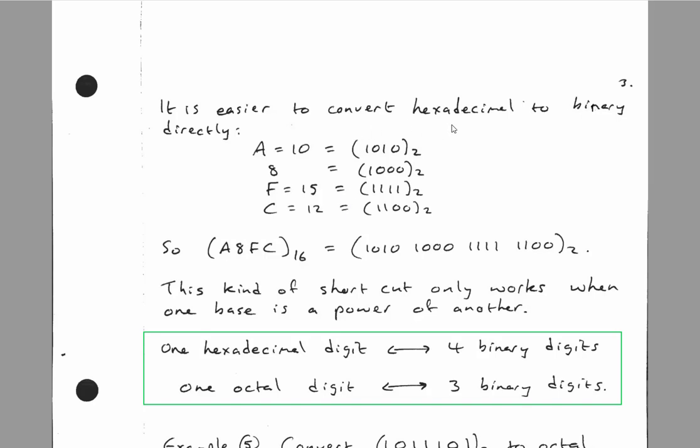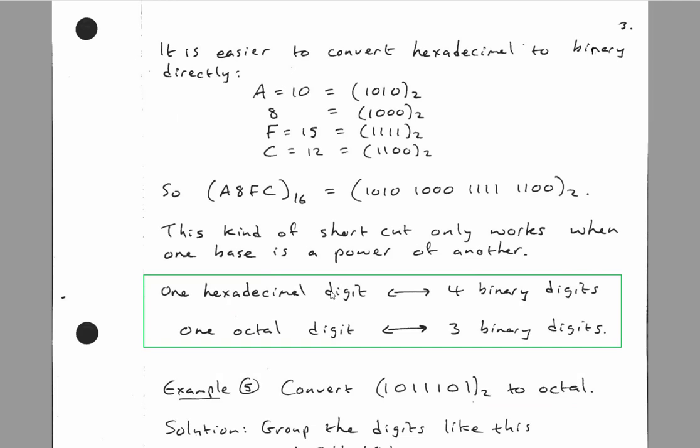Since hexadecimal is 16, it's 2 to the power of 4. It's directly connected like this to binary. And you can use this shortcut whenever you have one base a power of another. So we can also use it if we're converting between octal base 8 and binary. So an octal digit represents 3 binary digits.